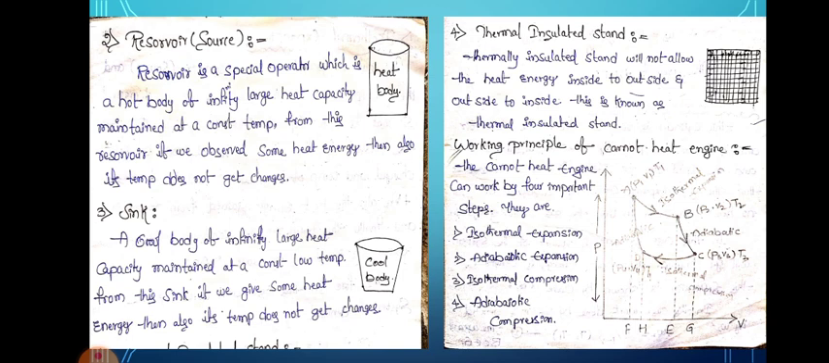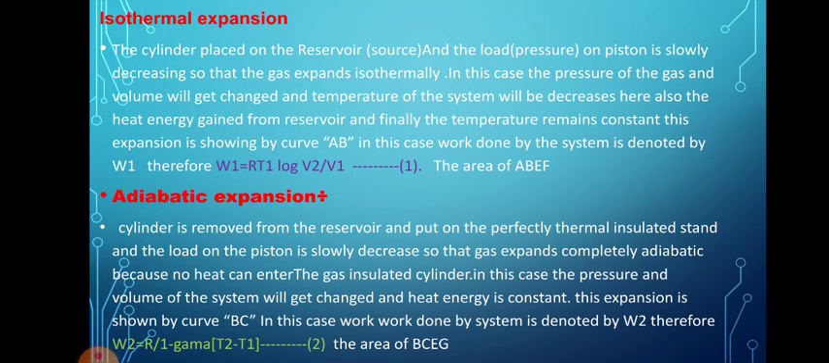The Carnot heat engine works in four important steps. The first one is isothermal expansion, the second one is adiabatic expansion, the third one is isothermal compression, and the fourth one is adiabatic compression. Now I will explain the first one, isothermal expansion. The cylinder is placed on the reservoir source, and the load on the piston is slowly decreased, so that the gas expands isothermally.